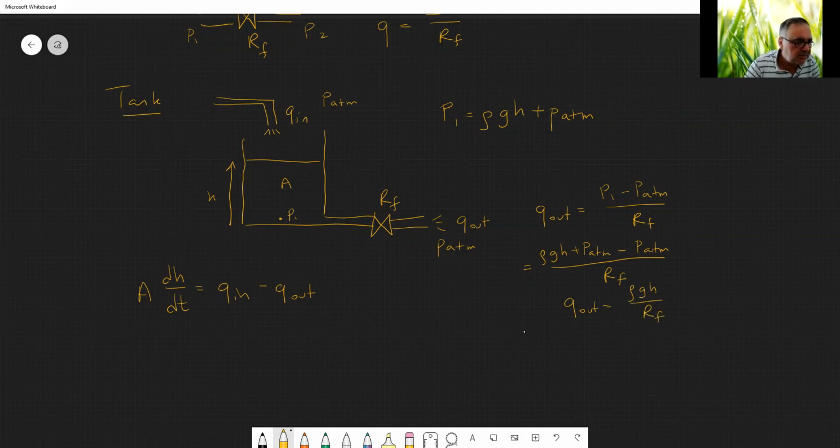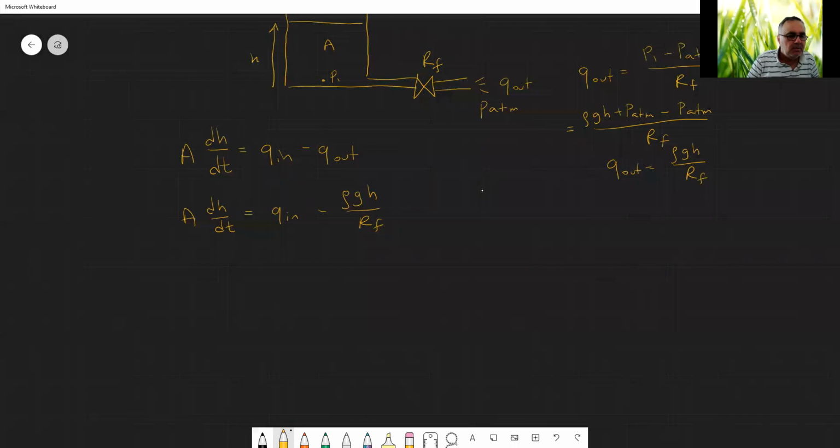So I can write this equation as follows: A dh/dt equals Q in. Now I have Q out. Q out is rho g h over RF, whatever that RF is. So this minus sign can be carried to this side. Okay.